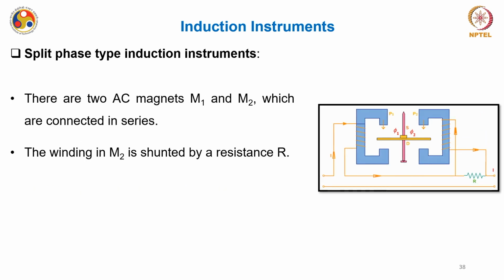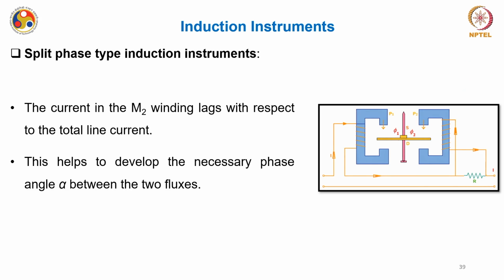There are two electromagnets present here, two AC magnets, which we call M1 and M2, as you can see here, and these are connected in series. The winding in M2 is shunted by this resistance R, which is very much essential in this split phase type induction instrument. The current in the M2 winding lags with respect to the total line current, and this lag helps to develop the necessary phase angle between the two fluxes.